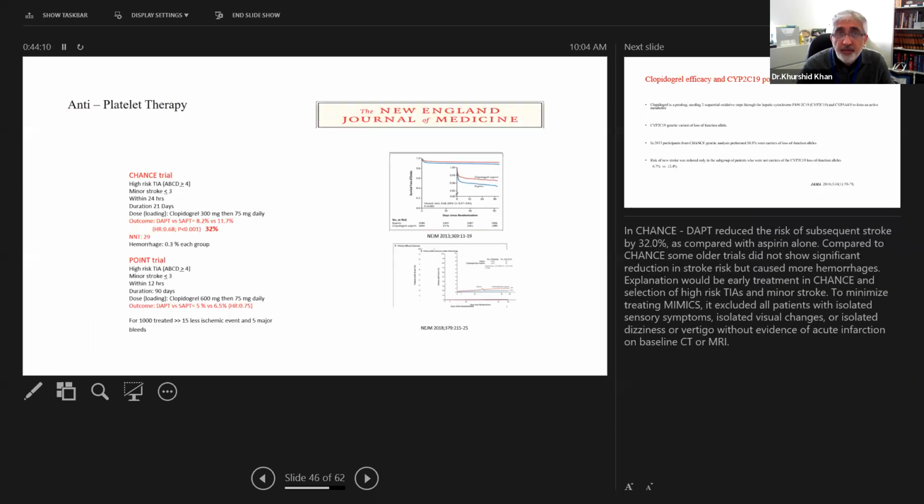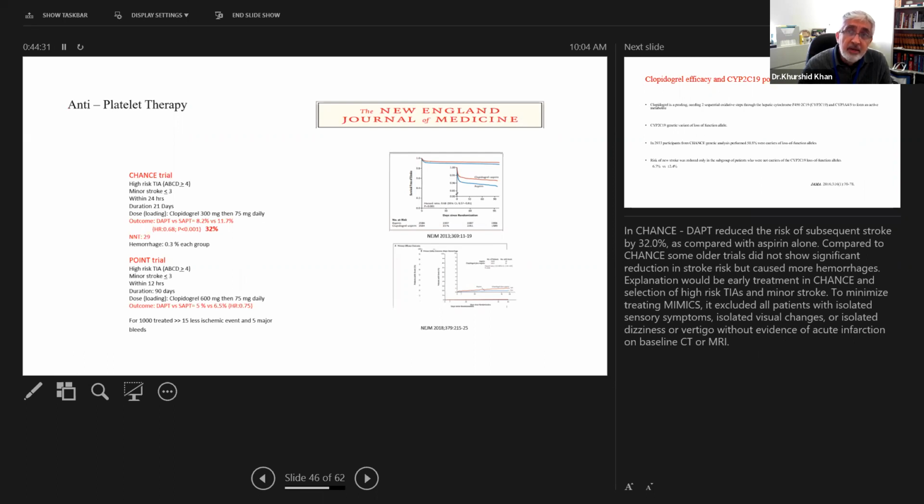Just going over a few of the antiplatelet options: aspirin, clopidogrel, and a combination of aspirin and Aggrenox. I don't know whether that is being used or not. And then more recently, some newer antiplatelets. But the most common ones that we are using are aspirin and clopidogrel.